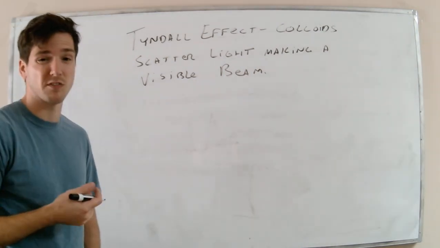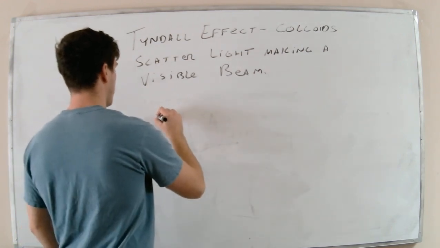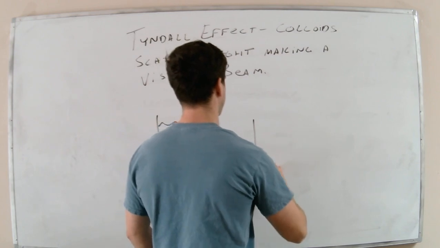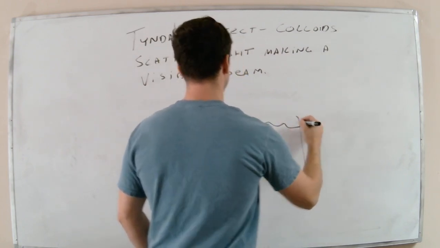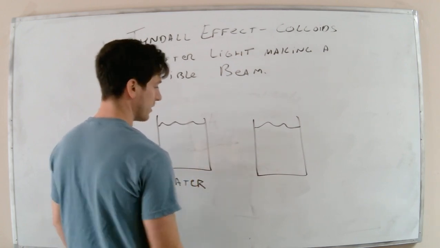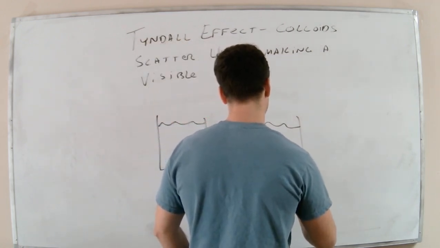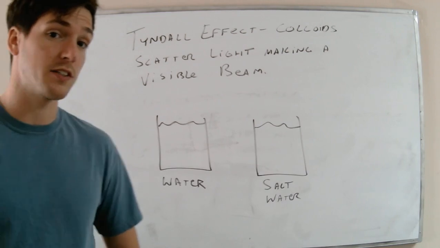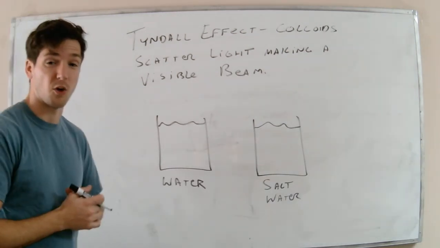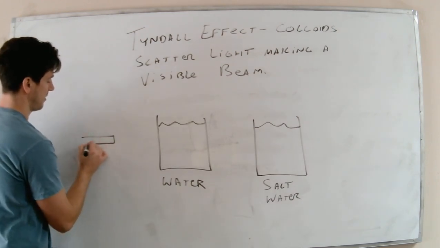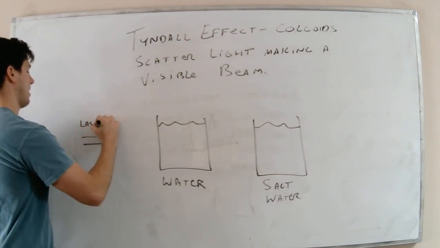And you probably observe this more in nature than you realize. Let's say I have two beakers here. In this beaker I have water, and in this beaker I have, let's say, salt water. This is a colloid. It's a solid dissolved in a liquid. There are those little salt particles floating around in there. And then let's say on this side I have a laser.